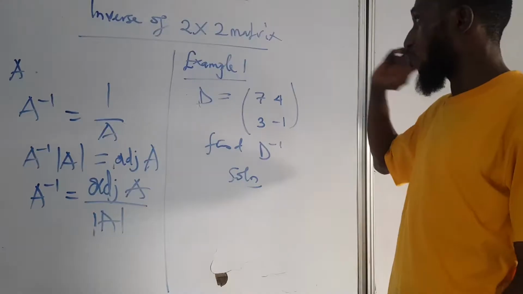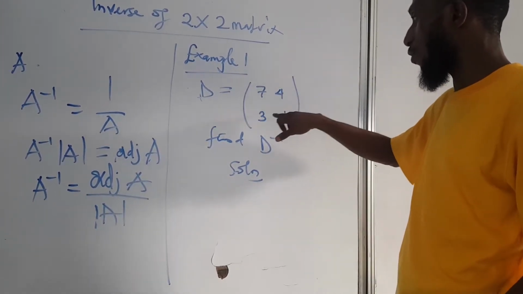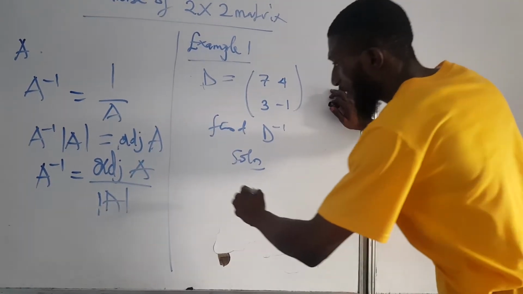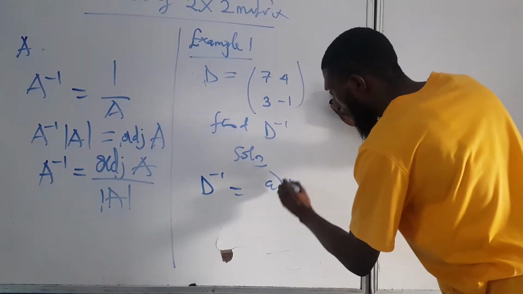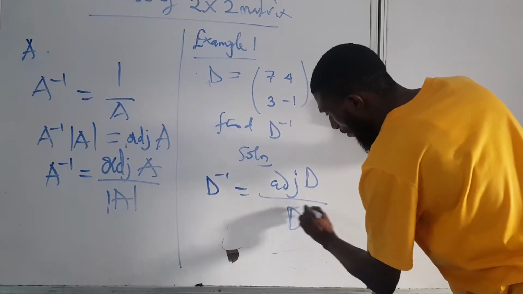Let's take for example 1. If D equals this, let's say our D equals 7, 4, 3, and minus 1. Find the inverse of D. The inverse of D is, remember the formula, D inverse equals the adjoint of D divided by the determinant of D.